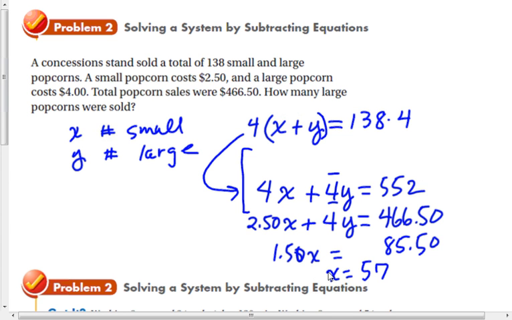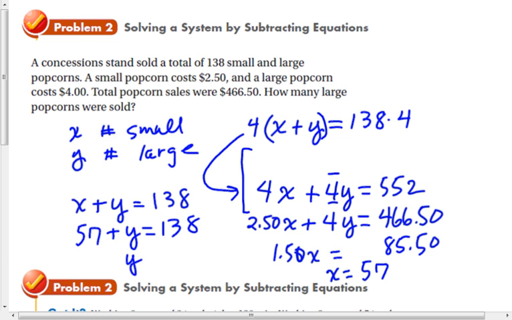Now the number of large popcorns, I can just use one of my equations to find that. Remember, x plus y equals 138, and we just found out that x is 57. So if we subtract 57 from 138, we get y equals 81. And then you might also want to check that by making sure that 57 times $2.50 plus 81 times $4 equals $466.50.